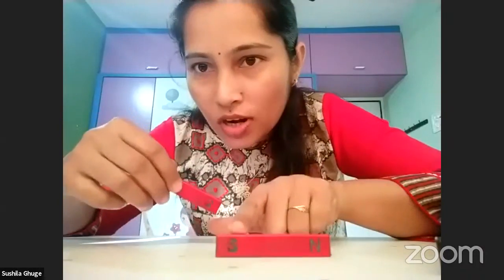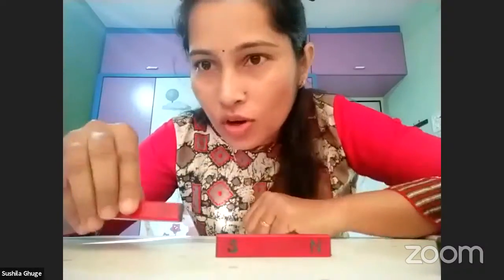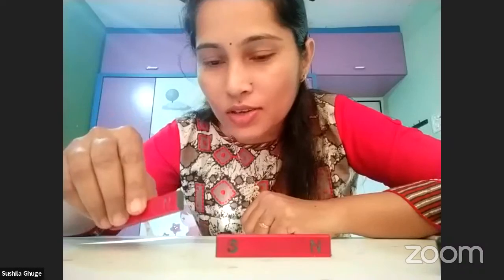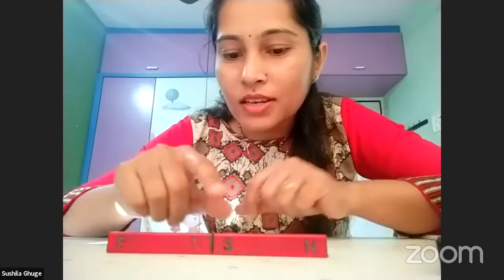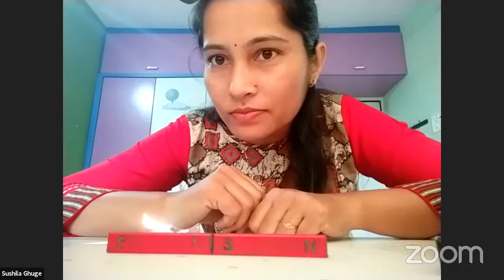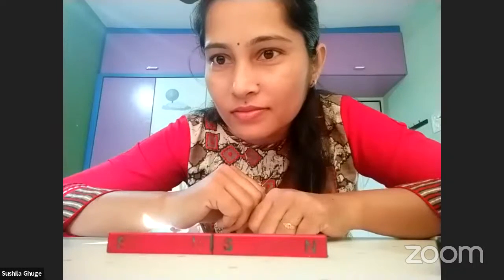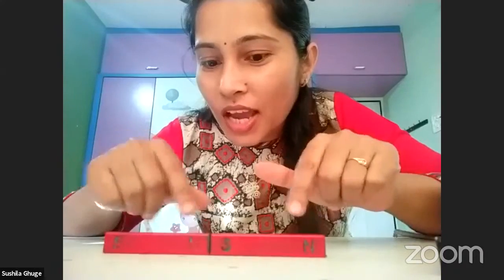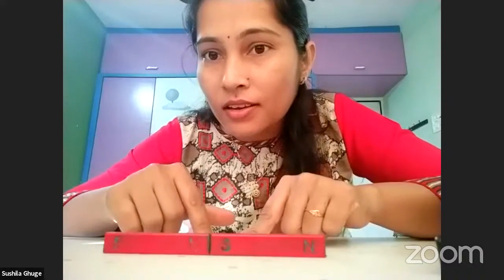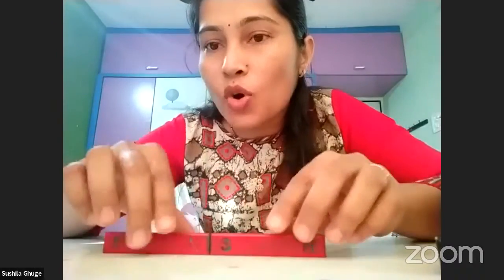This is the south pole and this is the north pole of this magnet. Now see what will happen when I take this magnet near this magnet. What happened? North, south. They attract, na? They attracted each other. And if I take two similar poles near each other, then they repel.